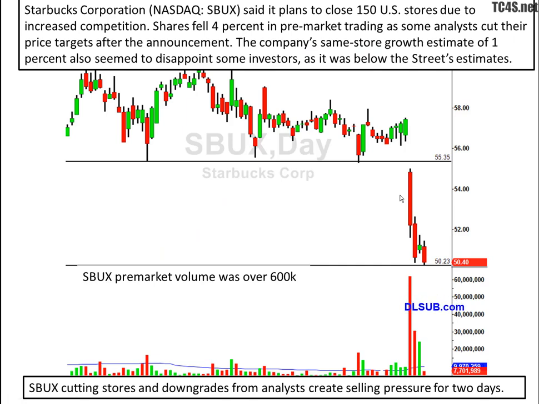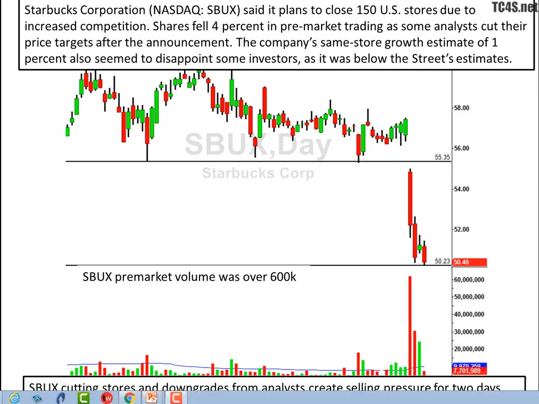Another example here, Starbucks, SBUX, NASDAQ stock, said it plans to close 150 U.S. stores due to increased competition. Shares fell 4% in the pre-market, as some analysts cut their price targets at the announcement. After the announcement, the company's same-store growth estimate of 1% also seems to disappoint some investors, as it was below the street's estimate. Okay, so this was the news that came out in the pre-market.